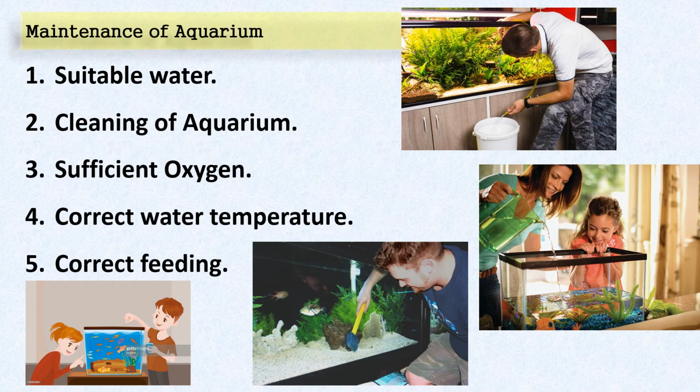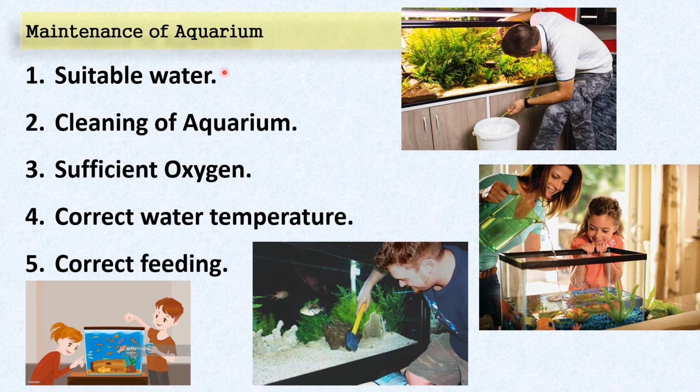So once you put the fish in the aquarium, the other maintenance things which you have to take care of are suitable water, cleaning of the aquarium, sufficient oxygen, correct water temperature, and correct feeding. So these are the points which must be given importance when you are maintaining an aquarium in your home.